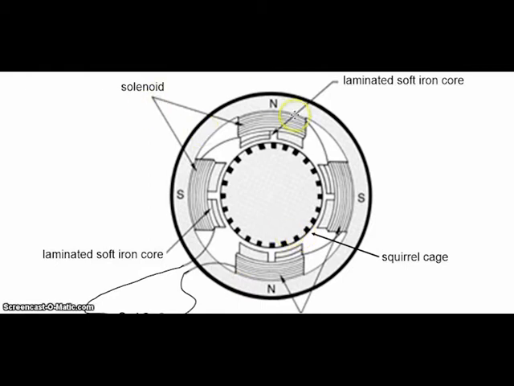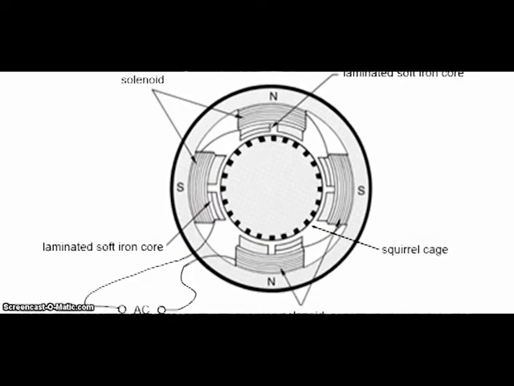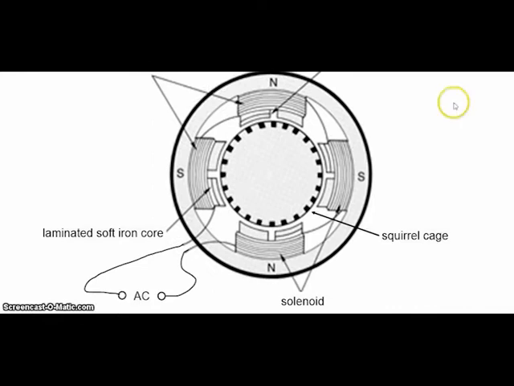But if we have solenoids hooked up on the outside like this, with the laminated soft iron core inside the electromagnets so that we don't lose all of the energy inside, we will essentially have a magnetic field that moves. How do I show you this?